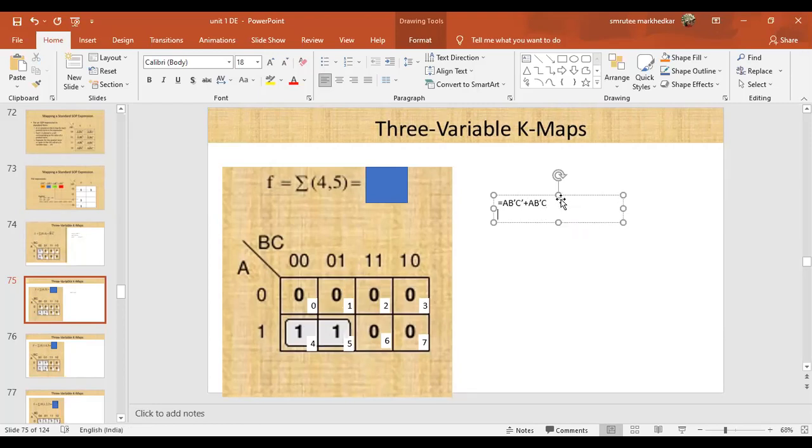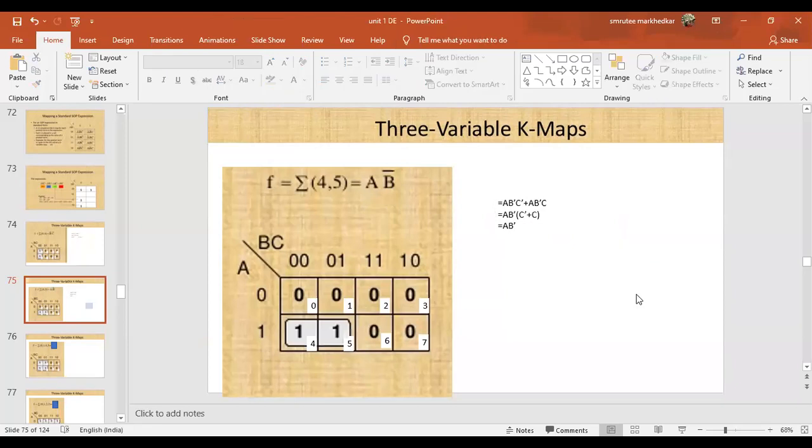Next step, let's see what is common here. A is common here. B is also common here. Then what is left is C bar plus C. Now we know the rule that C bar plus C makes it 1. So we are left with A, B. So you can see the answer here is A, B bar. So this is how you can solve it.